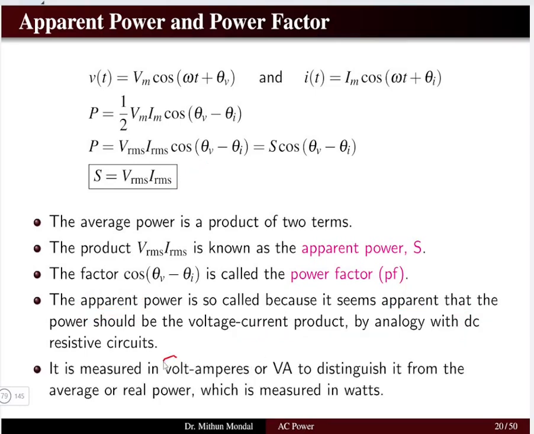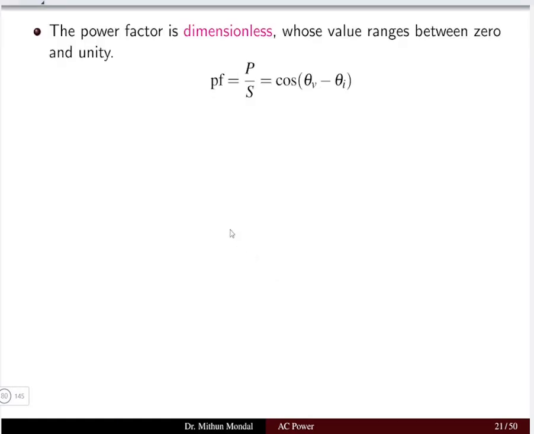Apparent power is measured in volt-ampere. If you see, the unit will be voltage multiplied with current, so that unit is volt-ampere. This is to distinguish it from the other power, that is the average or real power, whose unit is watt. So your average power unit is watt, whereas the apparent power unit is volt-ampere. Whereas the power factor is dimensionless. There is no unit for power factor. Its value will range from 0 to unity.